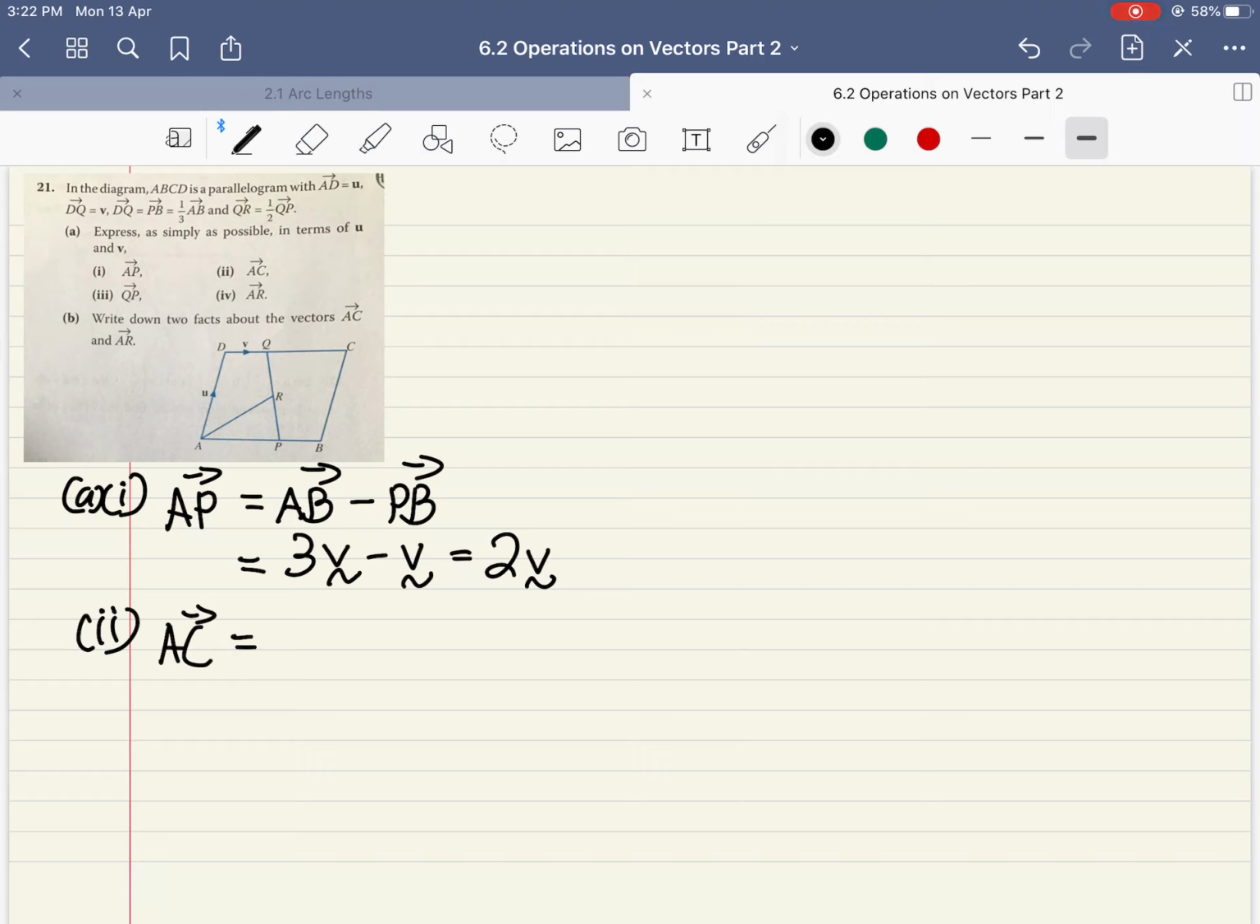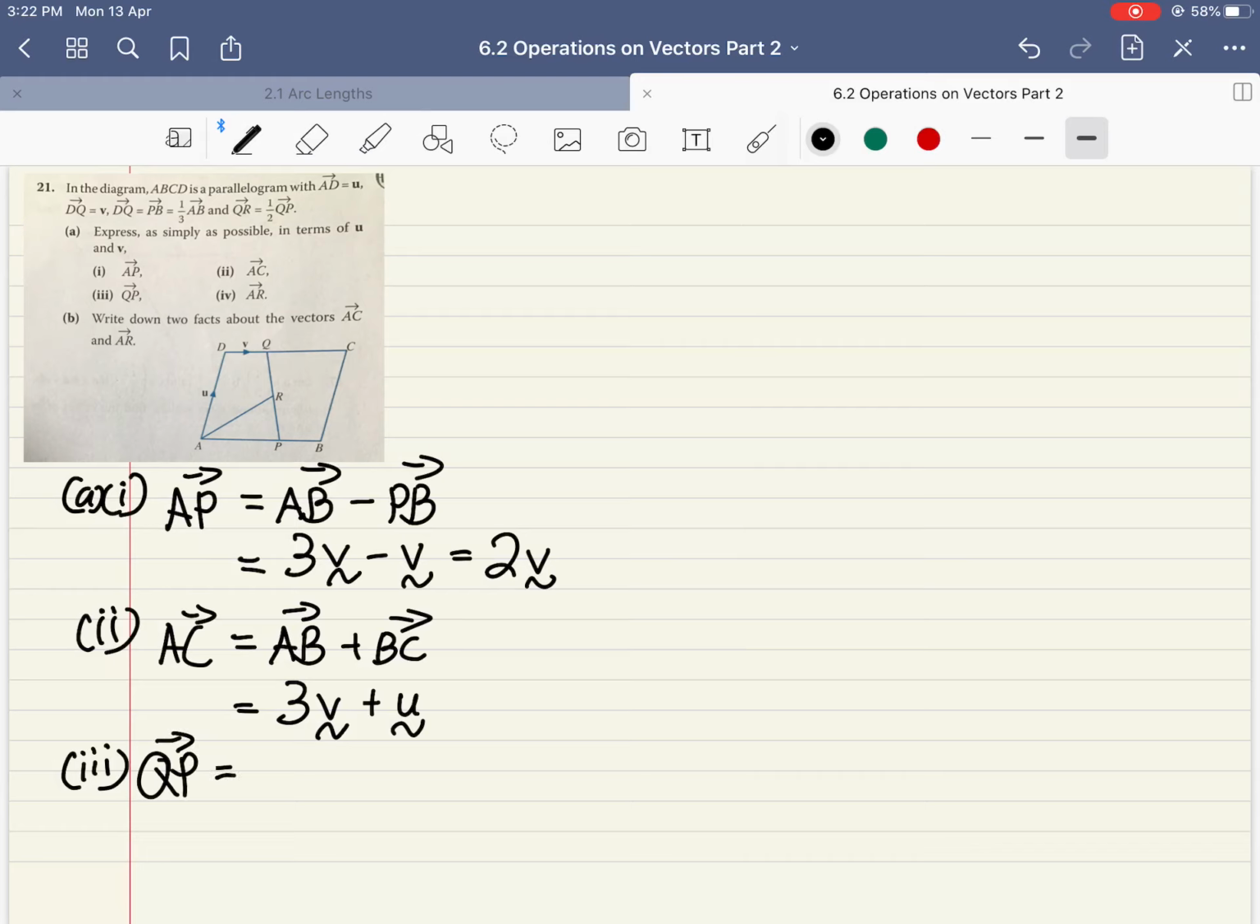AC, the vector AC is actually quite simple. The vector AC is AB plus BC. What's the value of AB? As we know from above, the value of AB is 3V, and the value of BC is U. So it's 3V plus U.